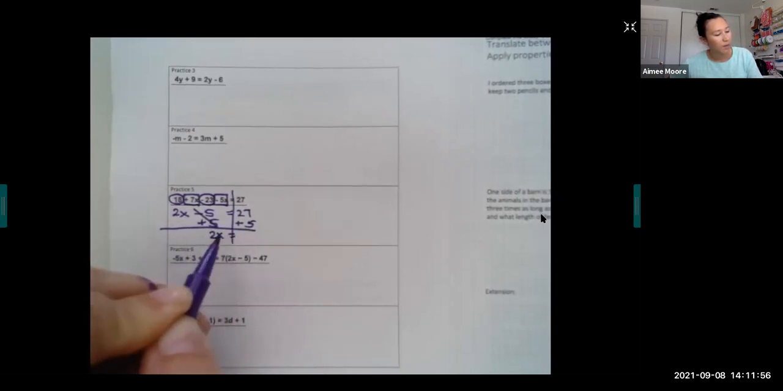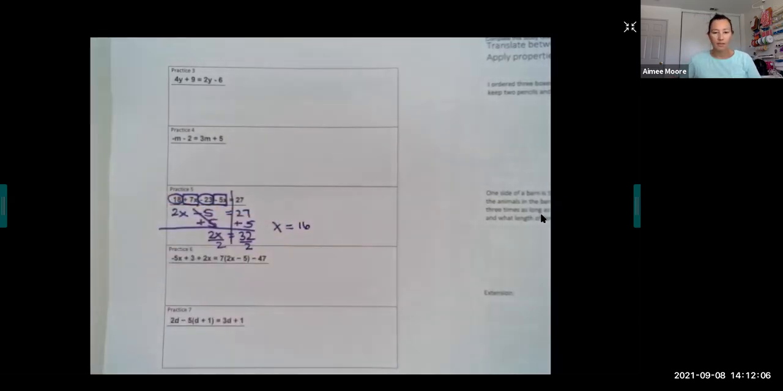Now we just use our inverse operation. So 2x minus 5 equals 27. We want to add 5 to both sides. So 2x equals 32. Divide by 2, and x equals 16.